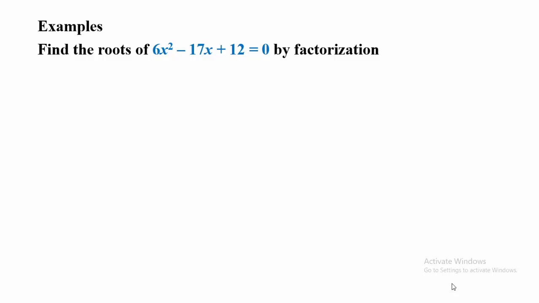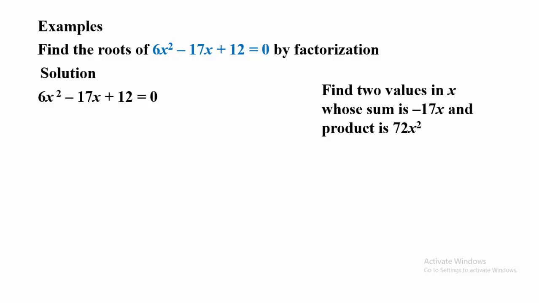Let's take another example. Find the roots of 6x squared minus 17x plus 12 is equal to 0 by factorization. Solution: 6x squared minus 17x plus 12 is equal to 0. Now we find two values in x whose sum is equal to minus 17, that is this minus 17 in the middle, and whose product is equal to 72, and we got 72 by multiplying 12 and 6x squared, which is 72x squared. To find the two factors, we can get them from the factors of 72.